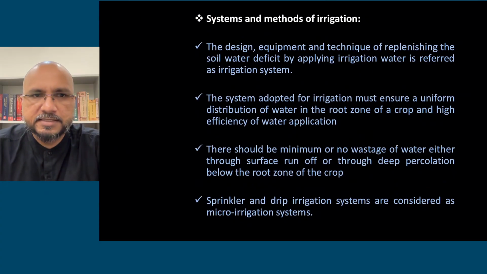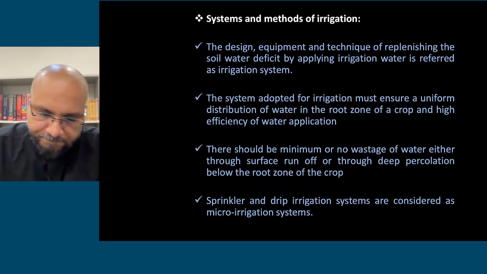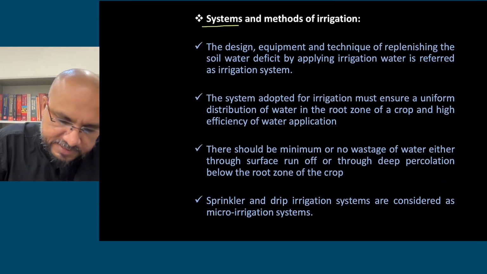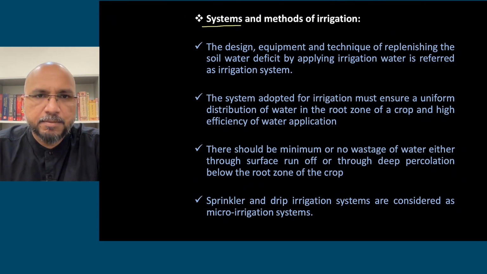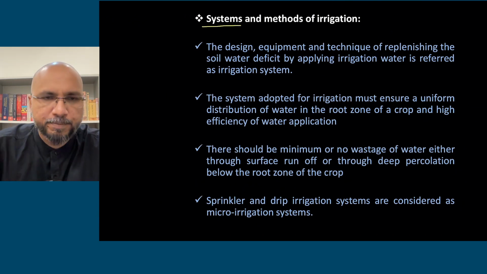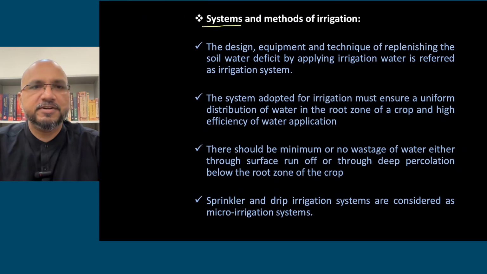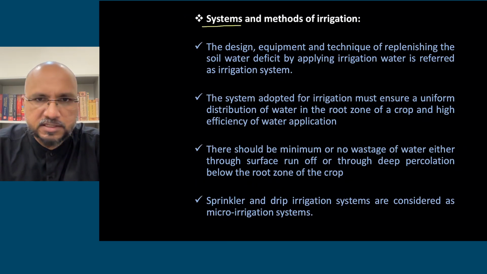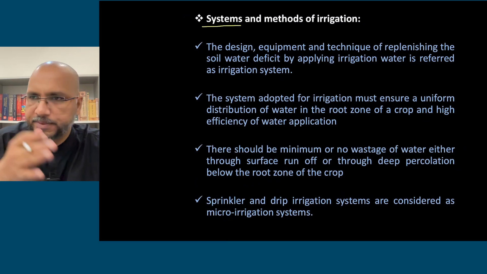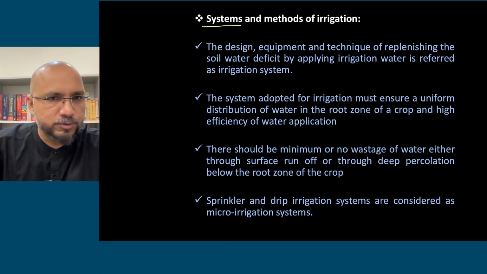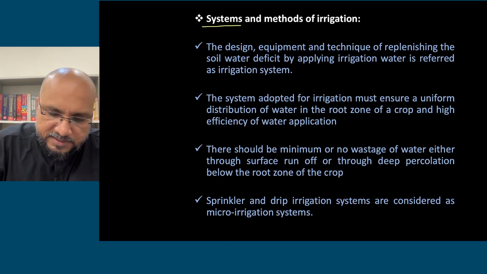Now, systems and methods of irrigation. When we say systems, it encompasses all the infrastructure, the equipment, the canals, right, and methods. So all the infrastructure falls within this particular term. Whatever infrastructure you have, canals, dams, everything, including the equipment, okay, and the method, how you are applying water to the soil, all that comes in your system.